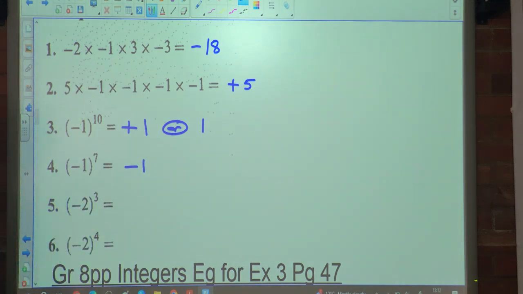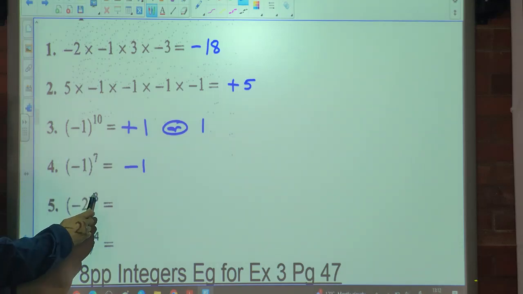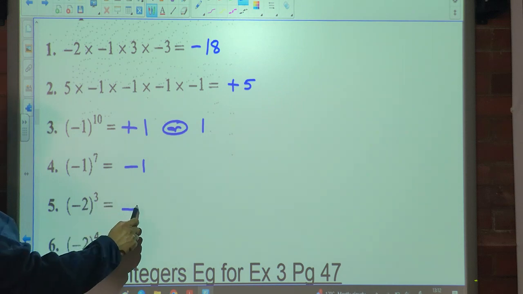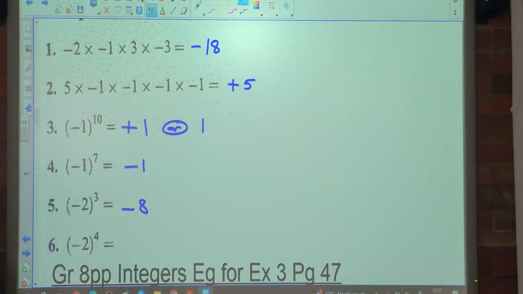Let's look at number 5. Negative to an odd exponent will always be negative. That will give you 2 cubed, which is 8. How do I get 8? It's 2 times 2 times 2.